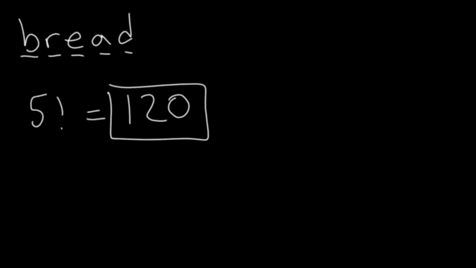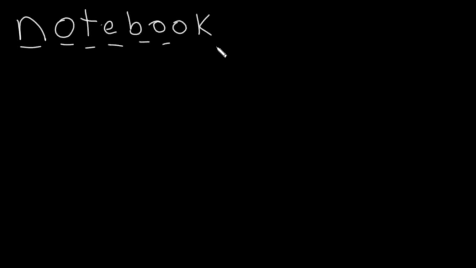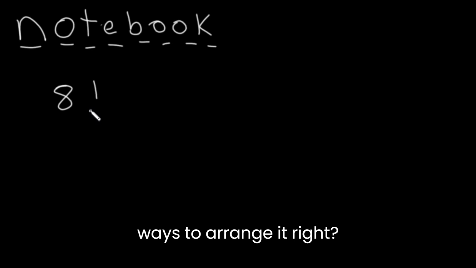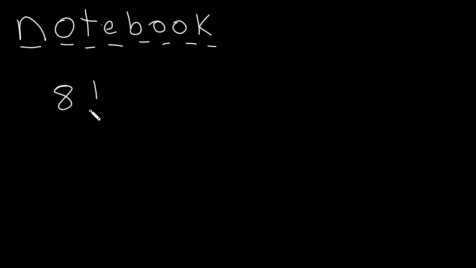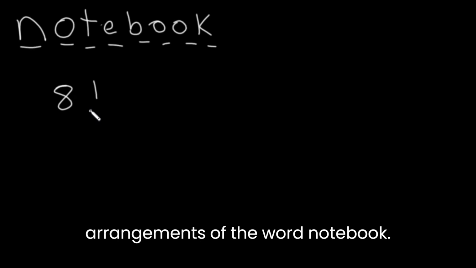Try one more. Try to find the number of arrangements for notebook. So there's 8 letters. And so there's 8 factorial ways to arrange it, right? Well, that's actually wrong because we have repeating letters. So let's try just listing out a few arrangements of the word notebook.